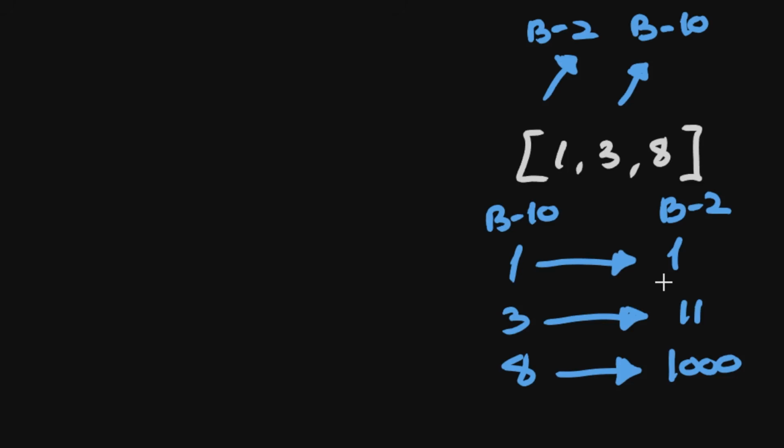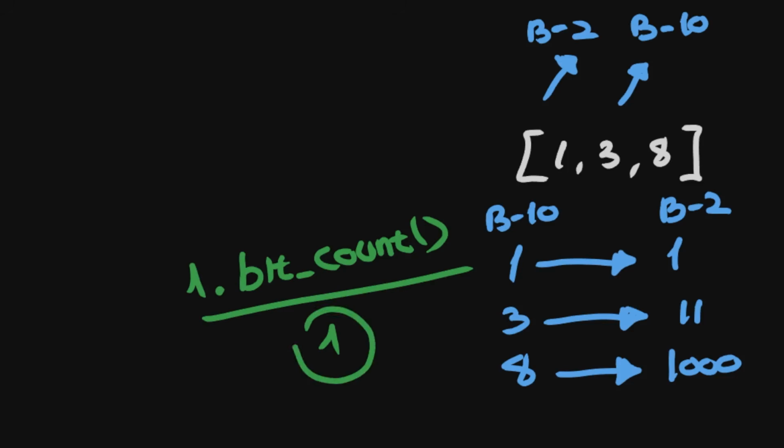So the first question is, how do we find the number of ones in the binary representation of some number? And there are different ways to do this. The most straightforward solution is to use a Python function which is bit_count. We can do 1.bit_count and the result of this is 1, which corresponds to this set bit.